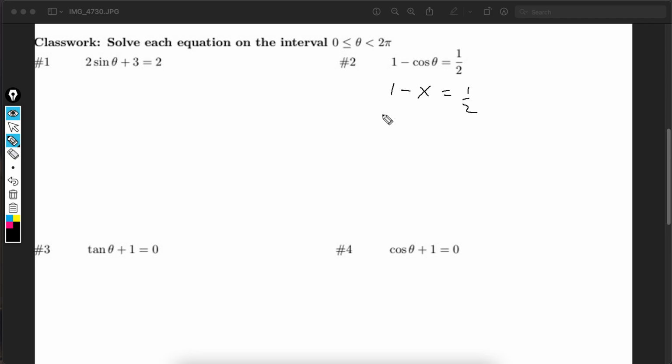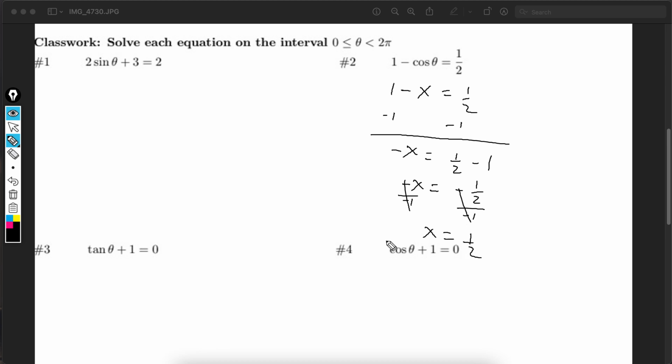So let's just do this. Subtract 1 from both sides. Now we have negative x equals 1/2 minus 1. Now obviously we know how to do that, so we have negative x equals negative 1/2. Not too bad, right? We can divide both sides by negative 1. x equals 1/2.